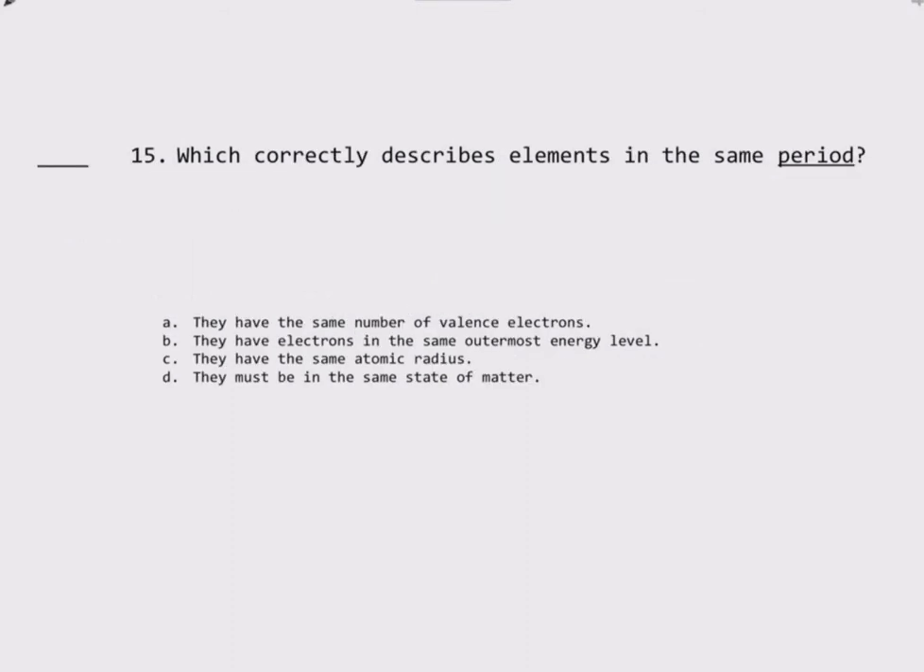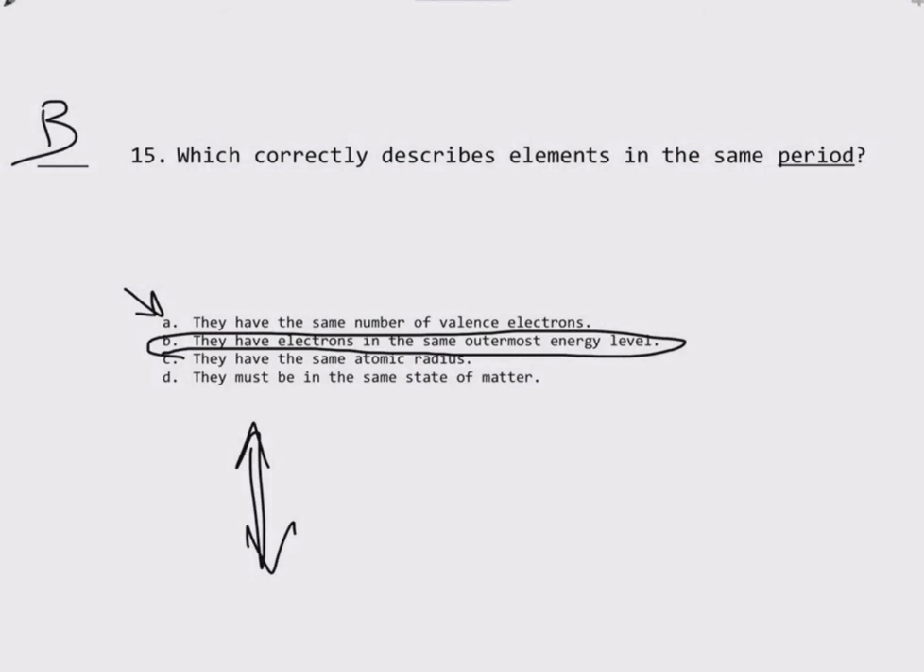Elements in the same period have valence electrons that are in the same energy level. Each row represents an energy level on the periodic table. The same number of valence electrons would be in the same column going up and down. The same energy level is the periods, or rows, going across.